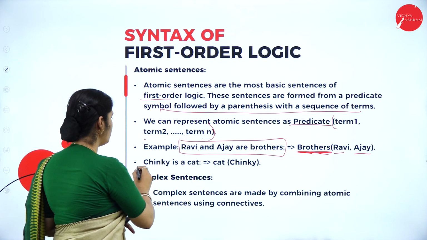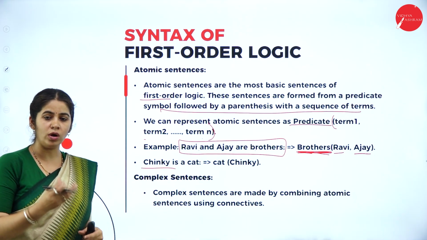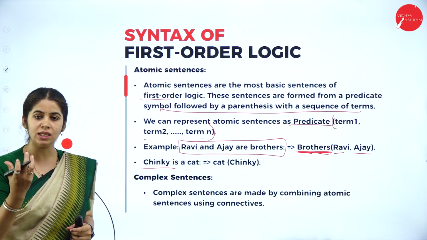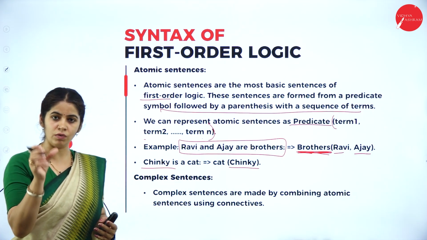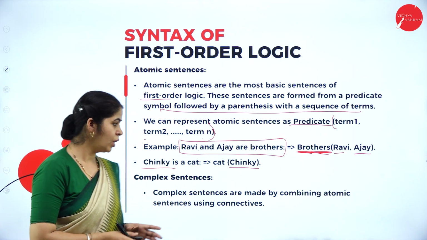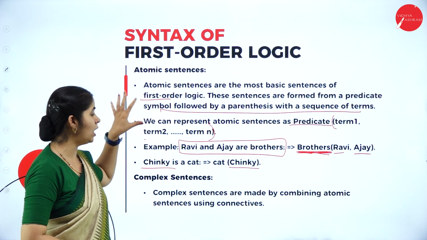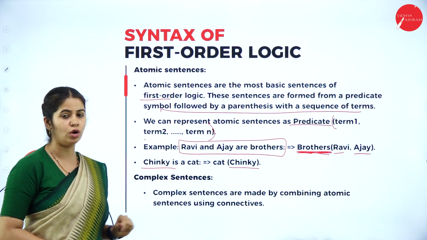Here is one more example, Chinky is a cat. What is the predicate here? Yes, cat is a predicate. What is the name of the cat? Chinky is the name of the cat. We are passing only one object here. This is how we represent the atomic sentence in first order predicate logic.